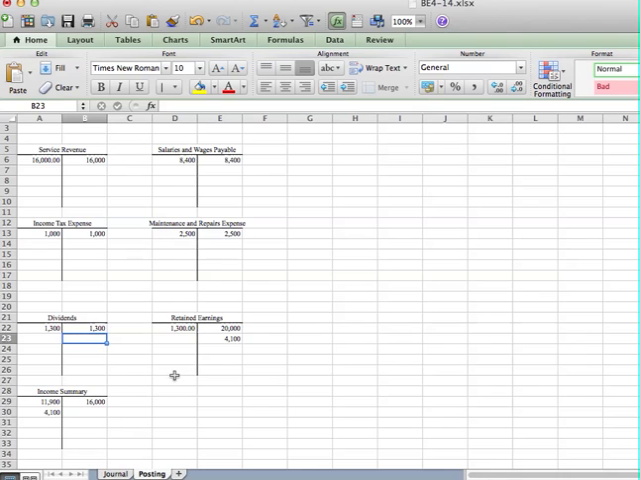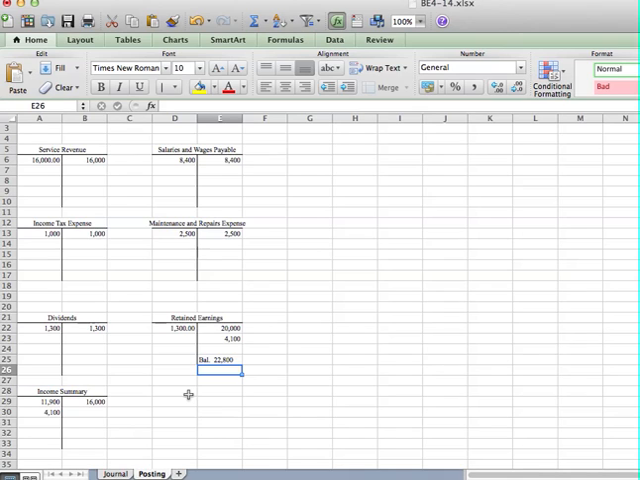So the question was, they wanted to know what our balance was in retained earnings. So if we add the 20,000 and the 4,100 together, and then subtract out the 1,300, our balance is 22,800.